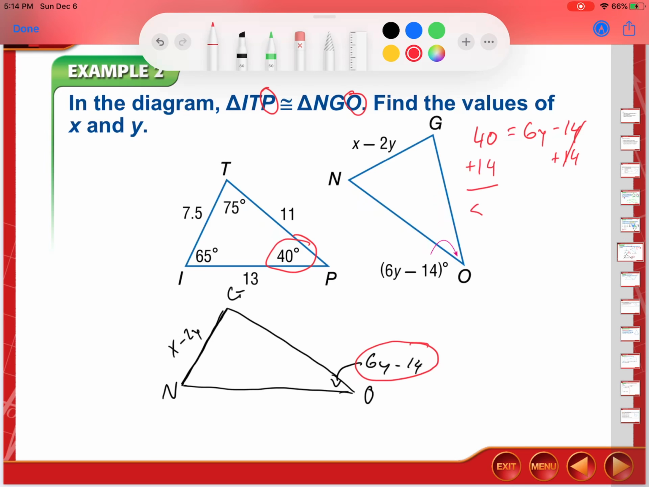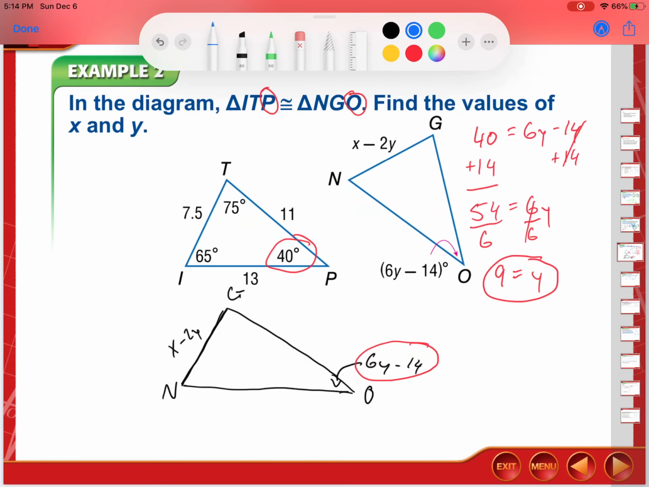In order to solve this, we need to get the y by itself. So we're going to add 14 to both sides. And we, of course, add that to both sides because we need to keep the equation balanced and happy. So 54 equals 6y. Then we divide both sides by 6, keeping the equation nice and balanced, and we end up with y equals 9, or 9 equals y. Knowing that y equals 9, first of all, that's half our answer, so we can circle that and be happy with ourselves for accomplishing that.